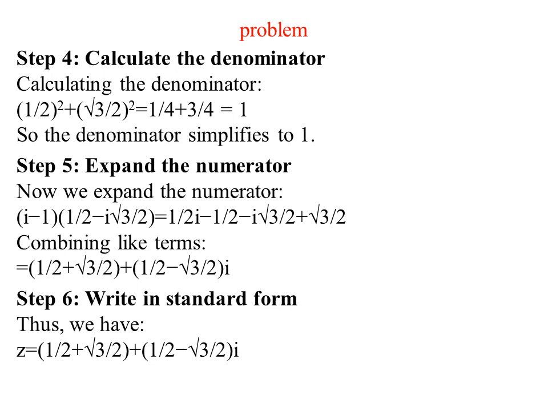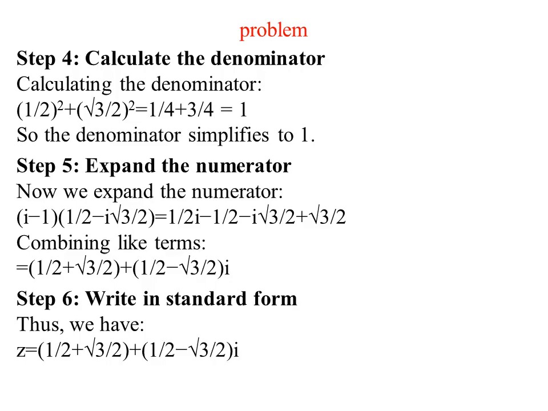After that we expand the numerator, that is (i minus 1) into (1 by 2 minus i root 3 by 2), that is equal to 1 by 2 i minus 1 by 2 minus i square root 3 by 2 plus root 3 by 2. Combining the like terms we get (1 by 2 plus root 3 by 2) plus (1 by 2 minus root 3 by 2) into i.